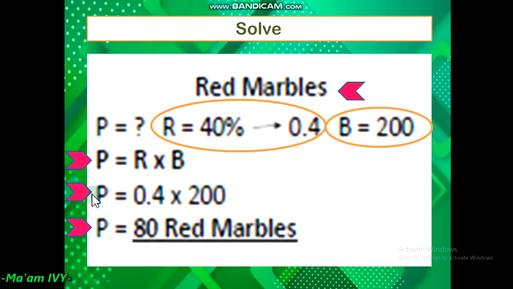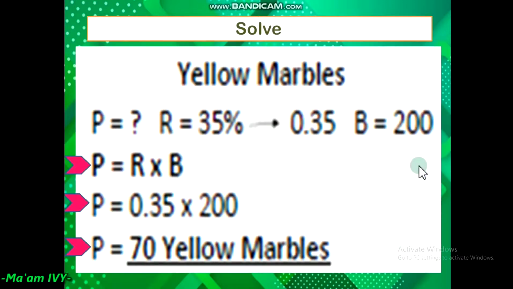Next, let us substitute. P equals 0.4 times 200. After solving, we are going to get the answer, which is 80 red marbles. Meaning to say, we have 80 red marbles within that 200 colored marbles.